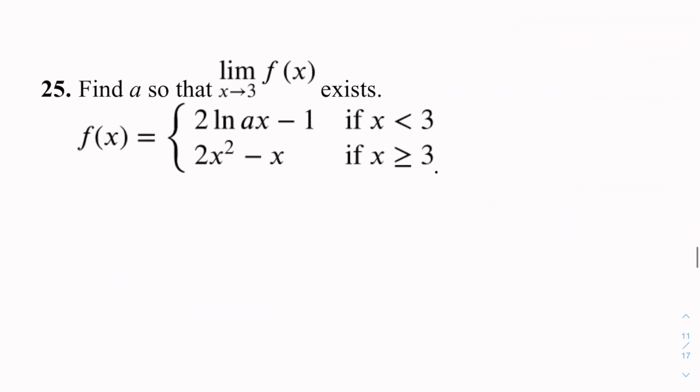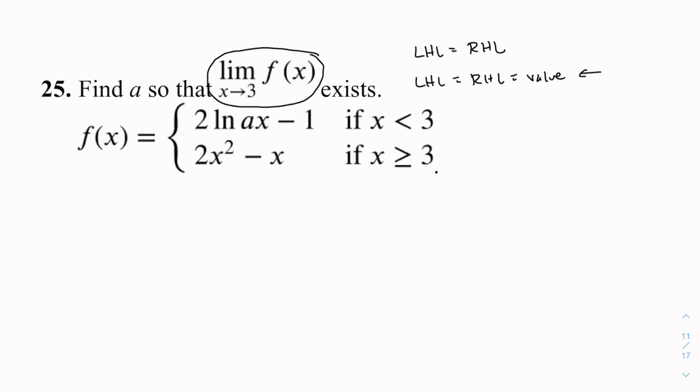All right, well, let's try number 25. Which definition are we interested in this time? Left-hand limit equals right-hand limit, or left-hand limit equals right-hand limit equals value? Which definition applies? Well, the question says, find A so that the limit exists. They didn't ask to make sure it's continuous. They just want to know that the limit exists. So we can be content with this less rigorous definition. We just need to make sure the left-hand limit equals the right-hand limit.